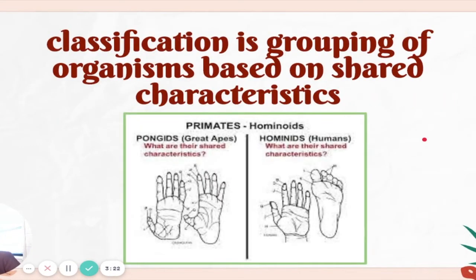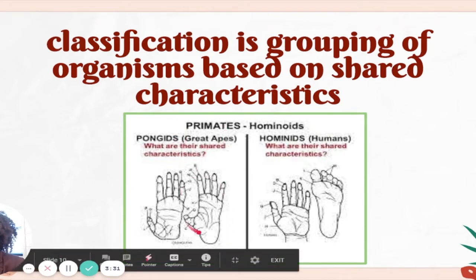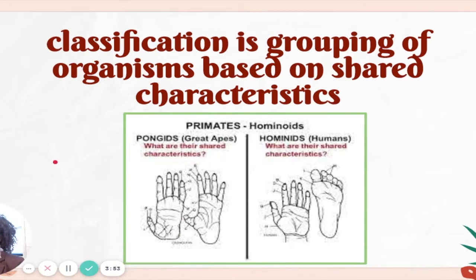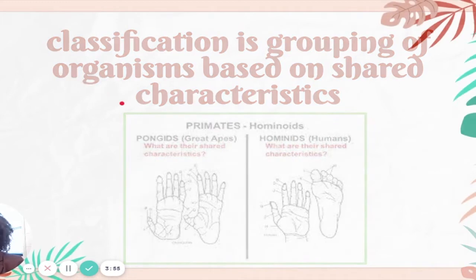So classification is going to be that grouping of organisms that are based on their shared characteristics. For example, there's these things called primates, and we have great apes. They have shared characteristics that look like this, and then hominids or humans, we have shared characteristics where we have feet and hands that look like this, right? So we humans all have a shared characteristic, so we are put in a group, while great apes have separate shared characteristics, and they are put in a separate group. That is called classification. Classification is grouping of organisms based on characteristics that they share.